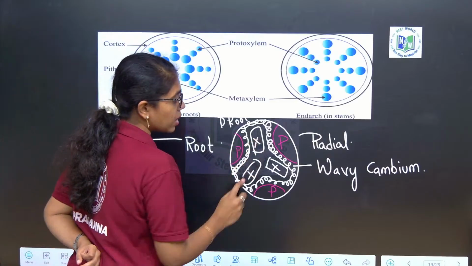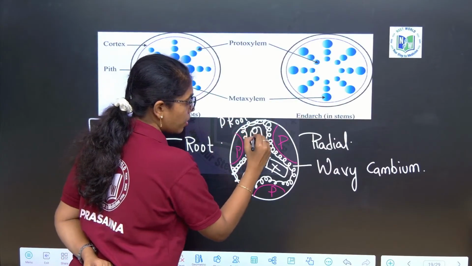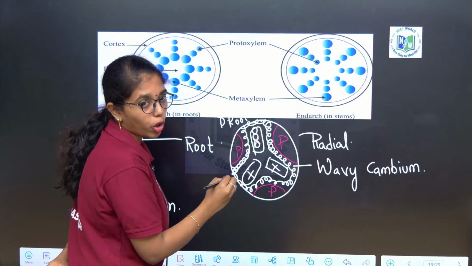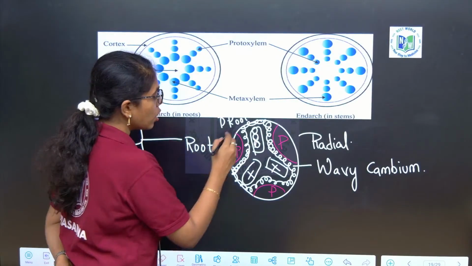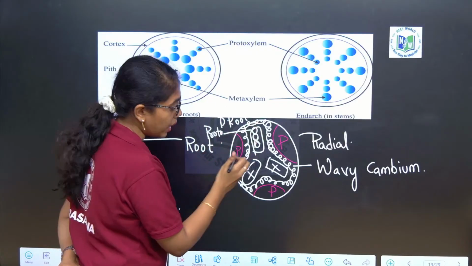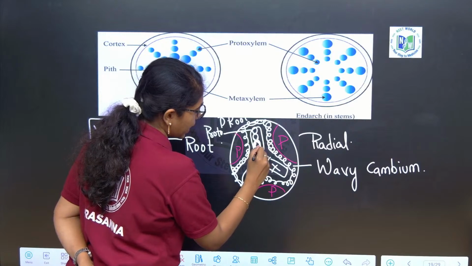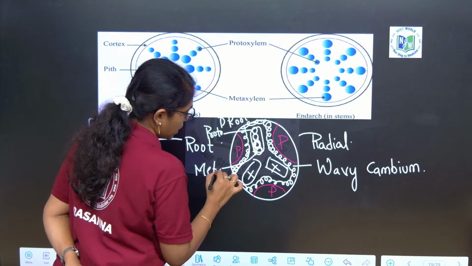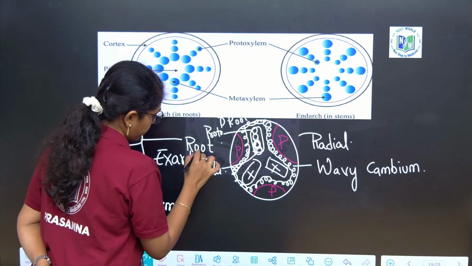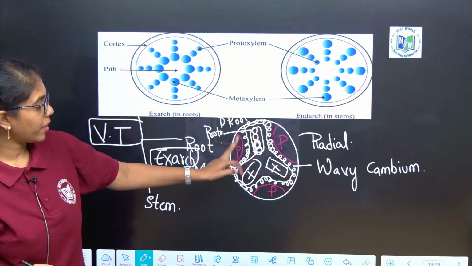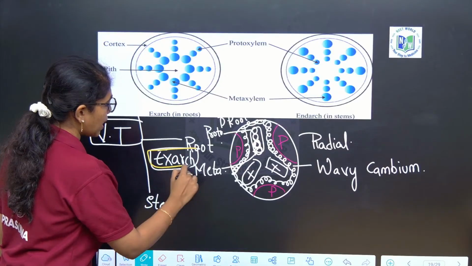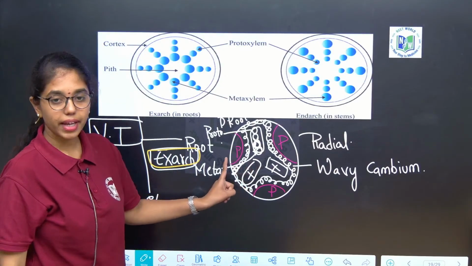So when xylem is forming, xylem cells will be formed like this, right? The first formed xylem is called protoxylem. What do you call the first formed xylem? Protoxylem. Protoxylem is towards the periphery and metaxylem is towards the center. This type of arrangement is called what? Exarch. Protoxylem towards periphery, metaxylem towards the center, that type of arrangement is called exarch arrangement. Fine. This you will see in the root.